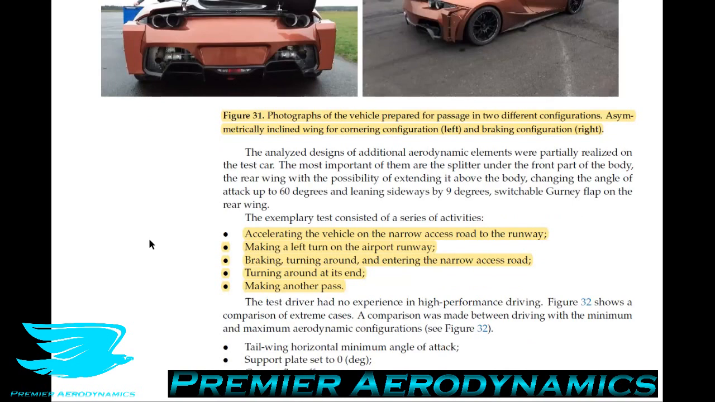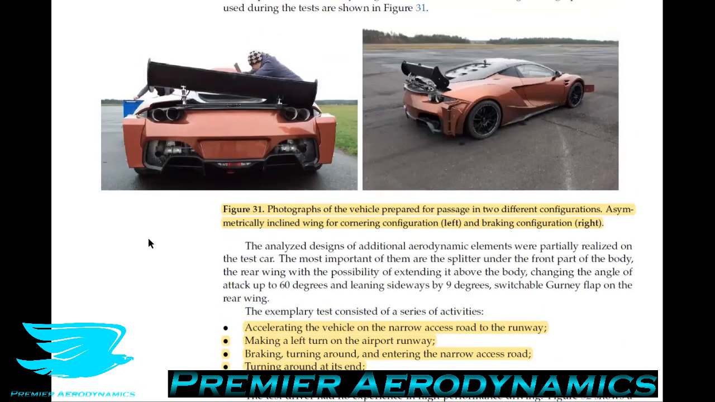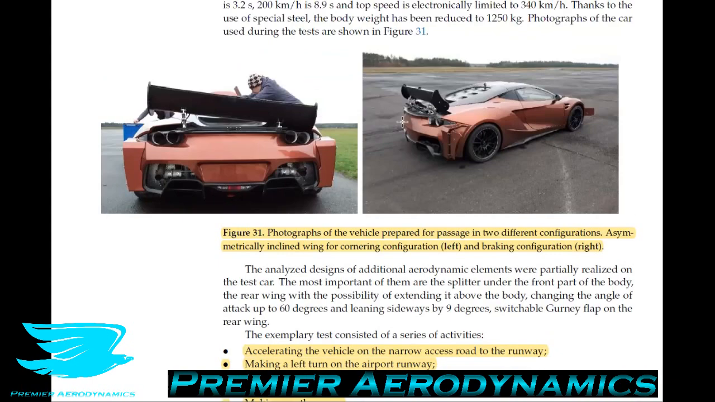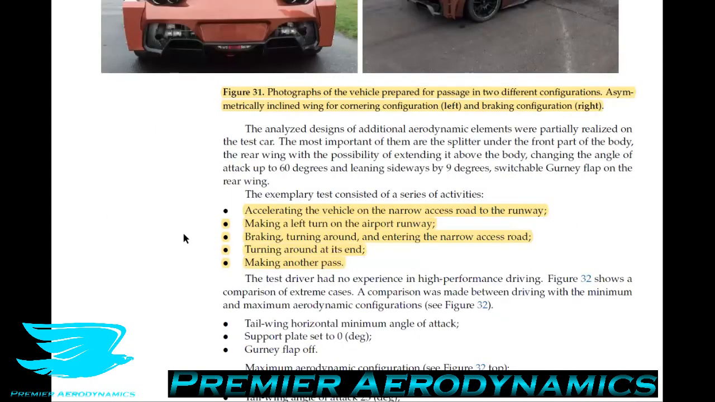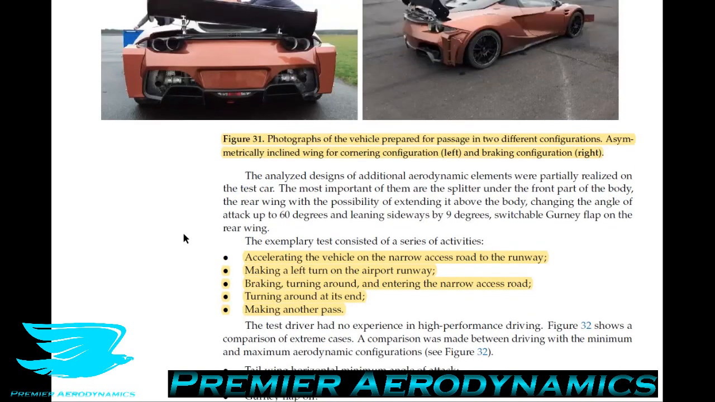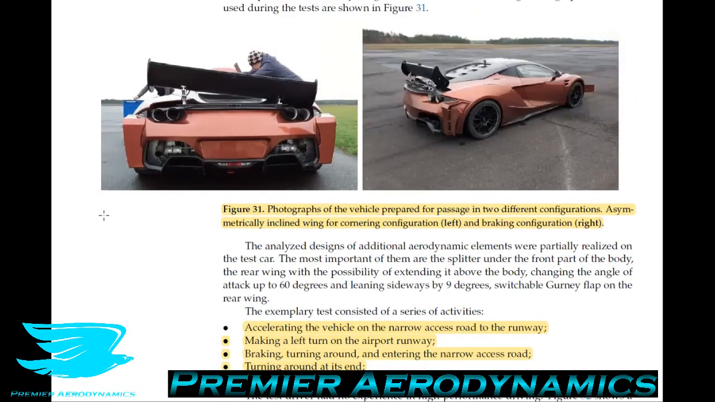First, they're on an airport runway, and they accelerate the vehicle on the narrow axis to the runway. Then they make a left turn on the airport runway. They brake, turn around, and enter the narrow axis road, turning around at its end and making another pass. So they have a short little circuit here with straights and corners of different radii of curvature, and that allows the car to perform in different situations, so they can tell how well the aerodynamic components are performing.